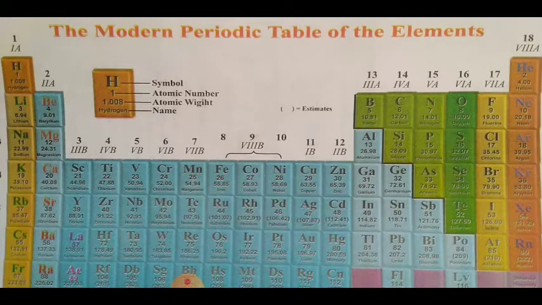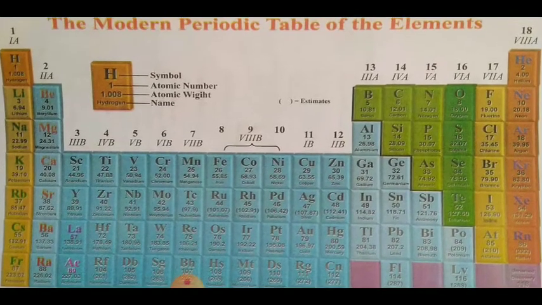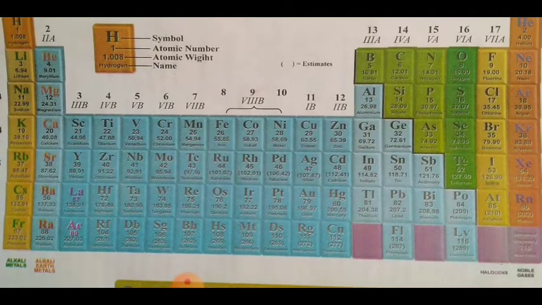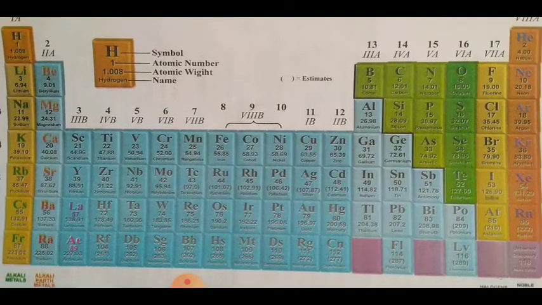In this, the left-most column is group 1, next to it is group 2. These two are called the S block elements. 13th to 18th group elements are called the P block elements. 3rd to 12th group elements are called the D block elements.